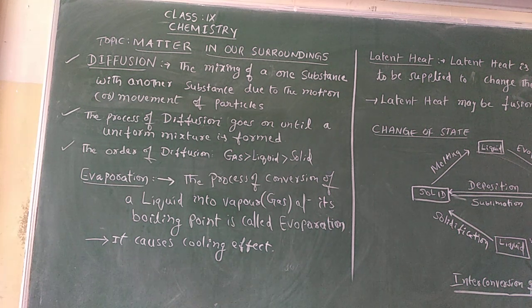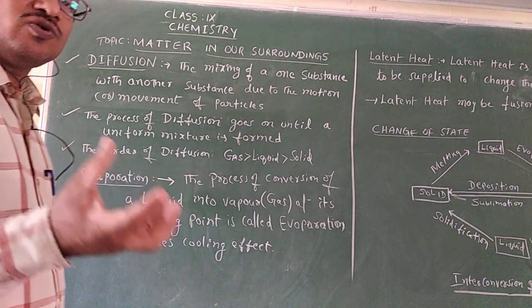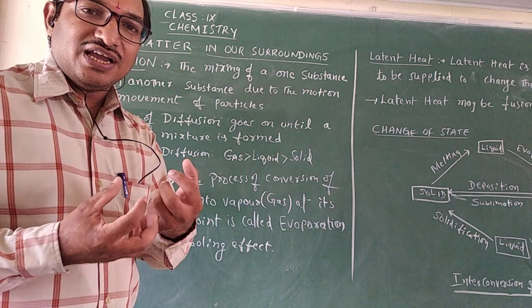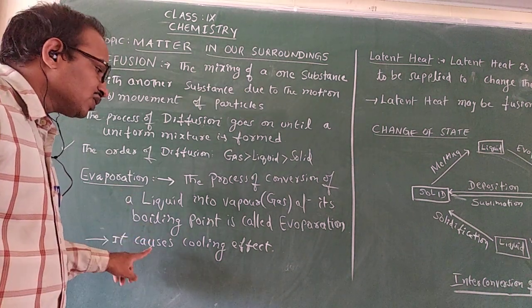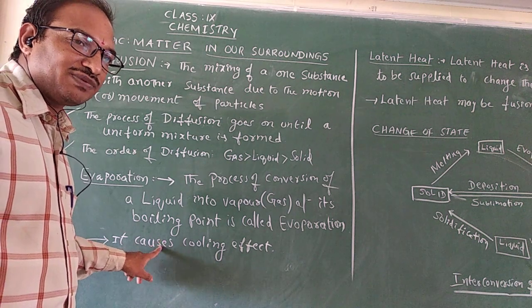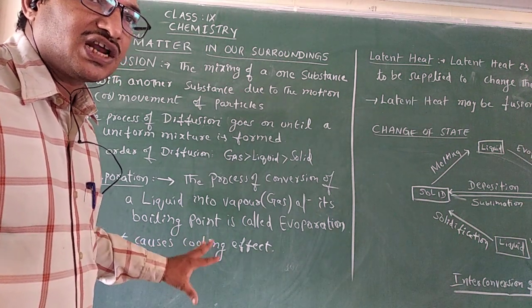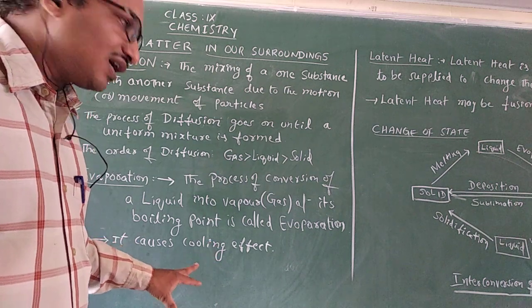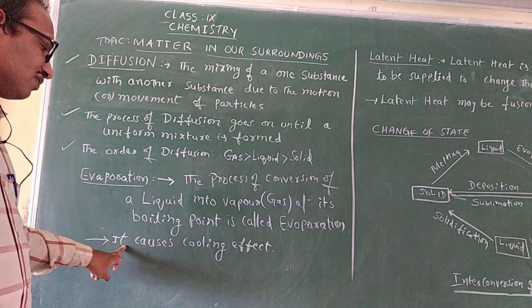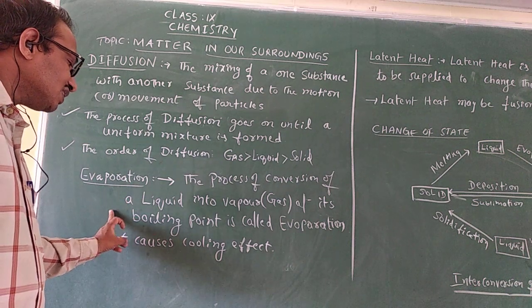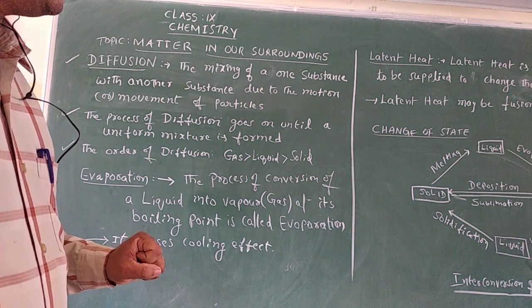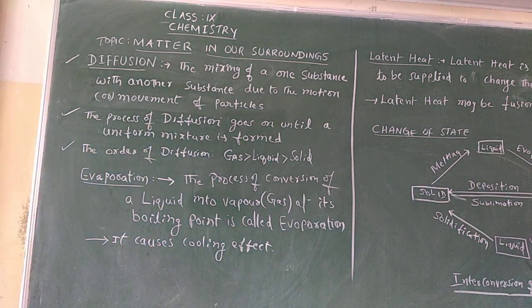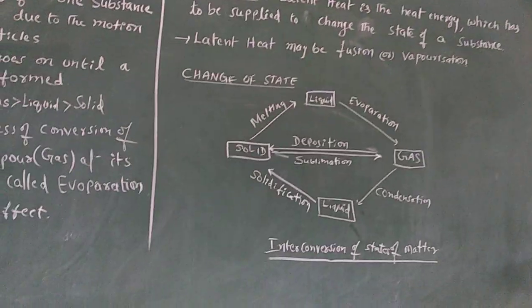This absorption of energy from the surroundings makes the surroundings cool. That means evaporation causes cooling effect. Whenever evaporation takes place, the surroundings will get cool. That is called evaporation causes cooling effect. You can understand how, because of evaporation, the cooling effect is noticed. Next concept, latent heat. Latent heat means, we'll see here.